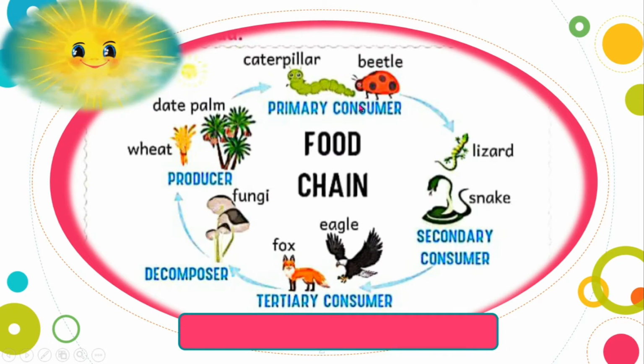مستهلكة means consumer. Okay? So again, food chain shows how plants and animals get their energy. At the beginning, look here, the sun provides energy for plants to grow.